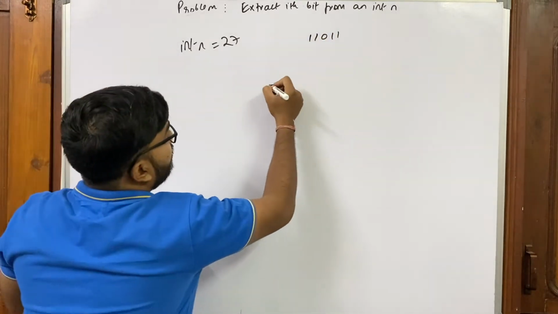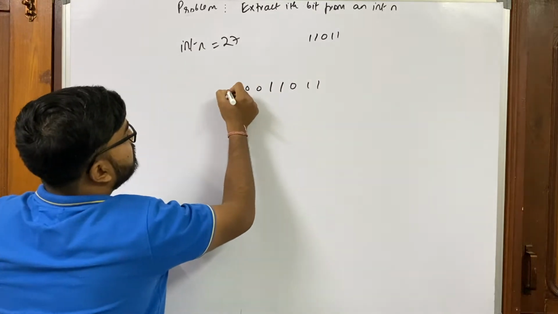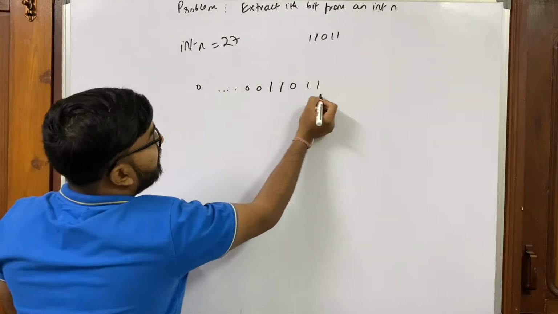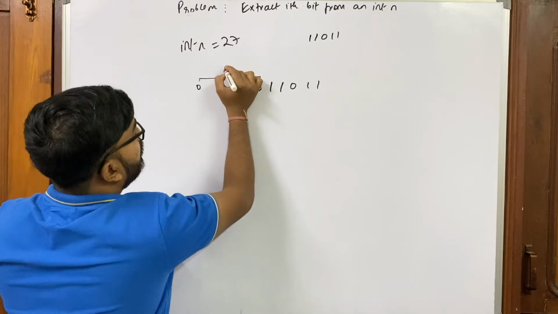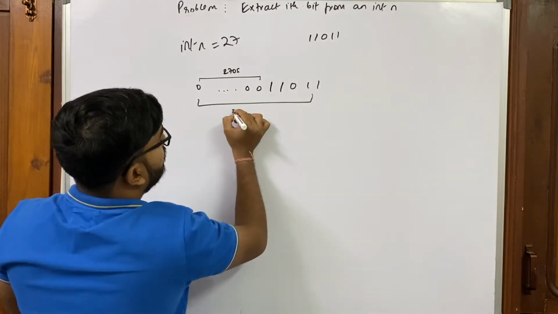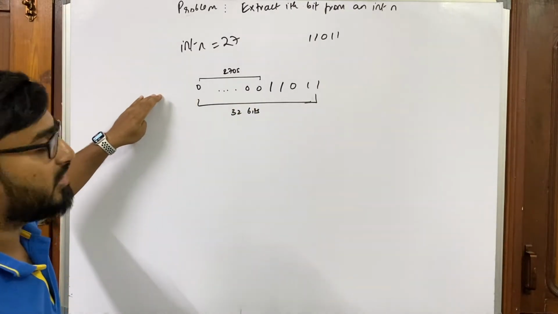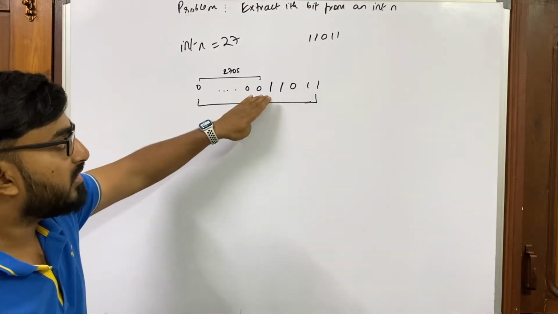So if I have 11011, I add zeros to the left. These are 5 bits, so these are 27 zeros, and in all these are 32 bits. You can add as many zeros to the left as you want. The value of this binary number does not change.